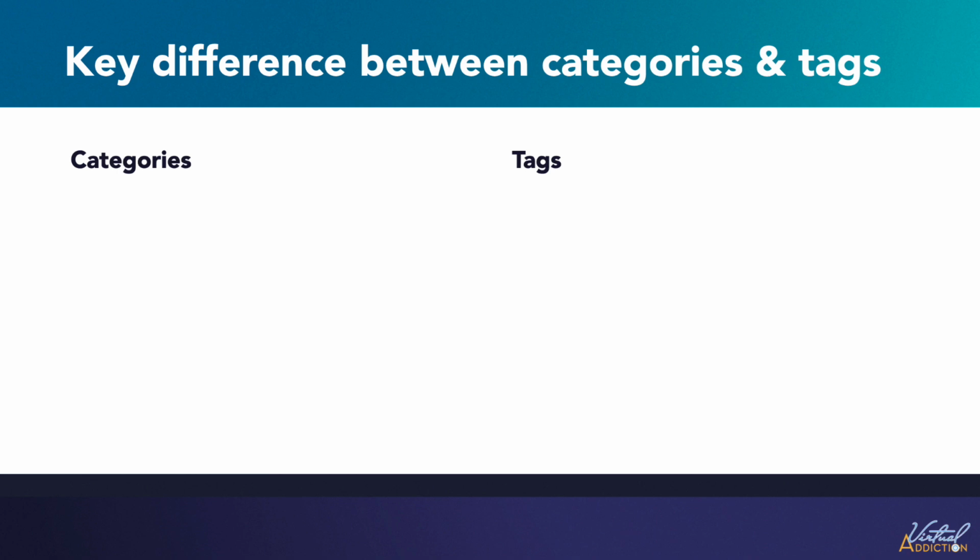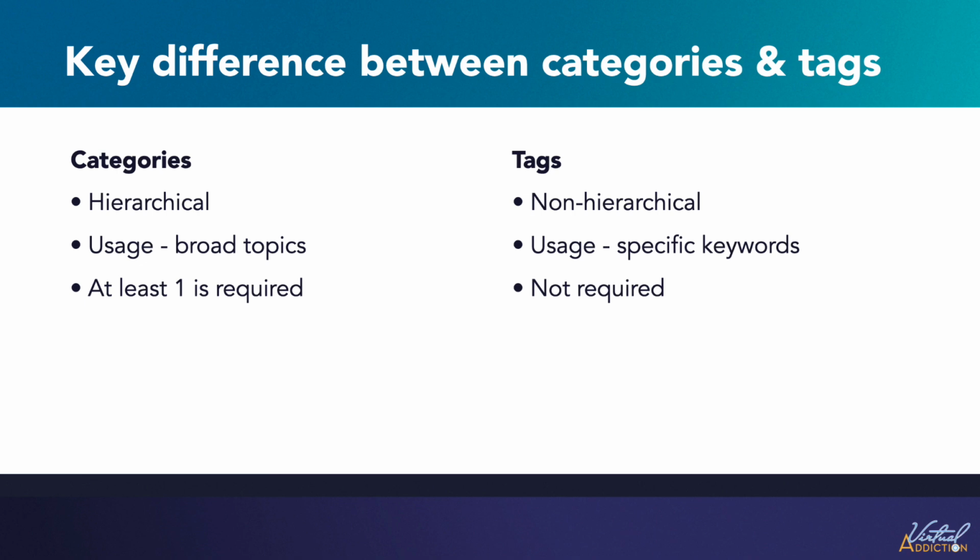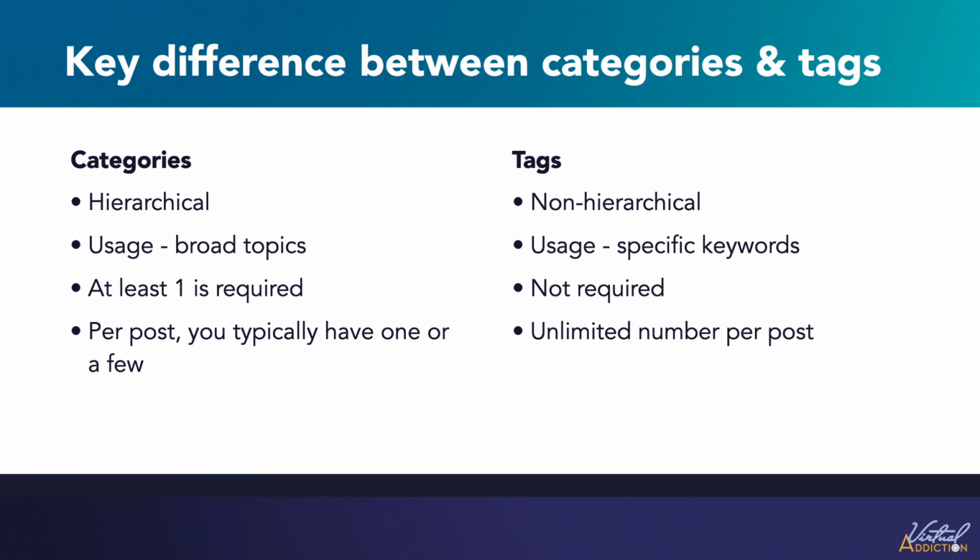The key difference between categories and tags is that categories are hierarchical, tags are not. Categories are used for broad topics, tags are used for specific keywords. Categories are required, at least one anyways, and tags are not. When you create a post, you'll typically have one or maybe a few categories, and the tags are unlimited.